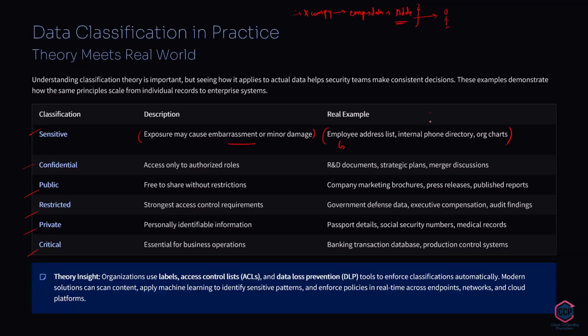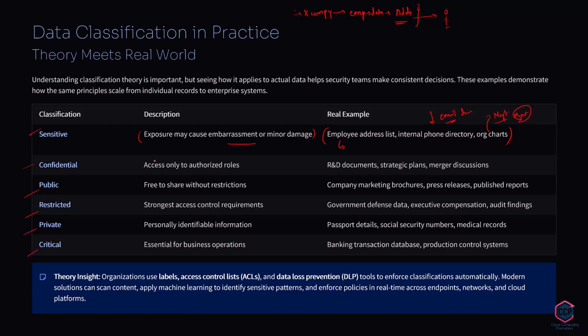Or take the internal phone directory, which we can also refer to as emails or domains. What if some domains which are very critical to an organization got leaked? Someone from outside can ping them, email them, or text them over the phone. Organization chart means the workflow or management structure. If it got leaked, it comes under sensitive.